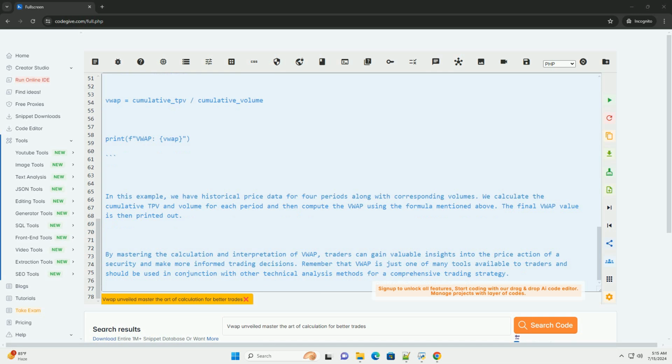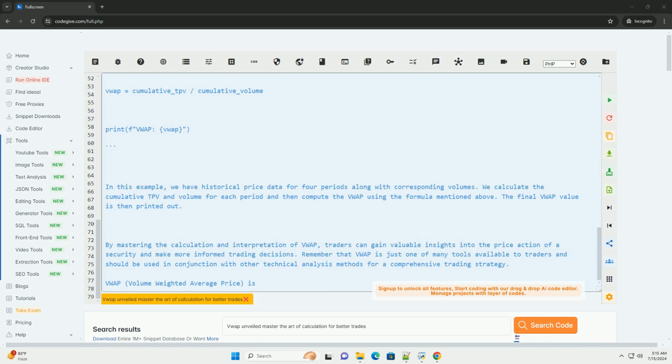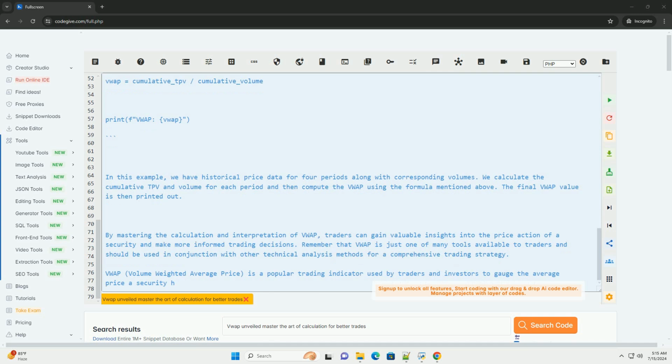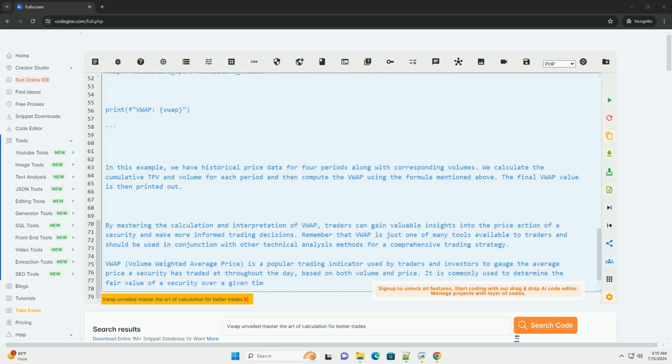3. Calculate the cumulative volume for each period. Cumulative volume equals cumulative volume plus volume. 4. Calculate VWAP. VWAP equals cumulative TPV / cumulative volume.